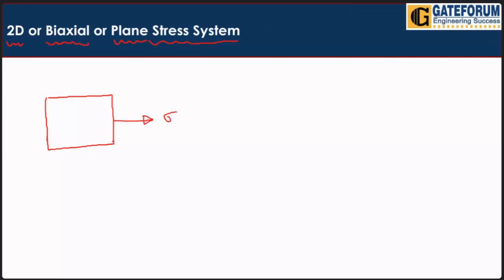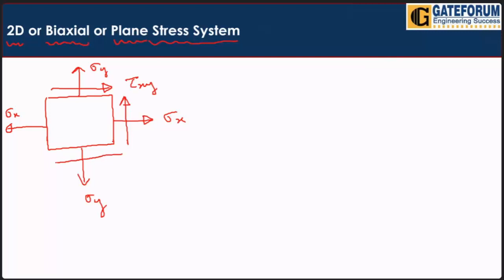Suppose here we have sigma x, and here we have sigma y in the y direction. Here we have tau xy also, the shear stresses, tau xy, on each of the faces.